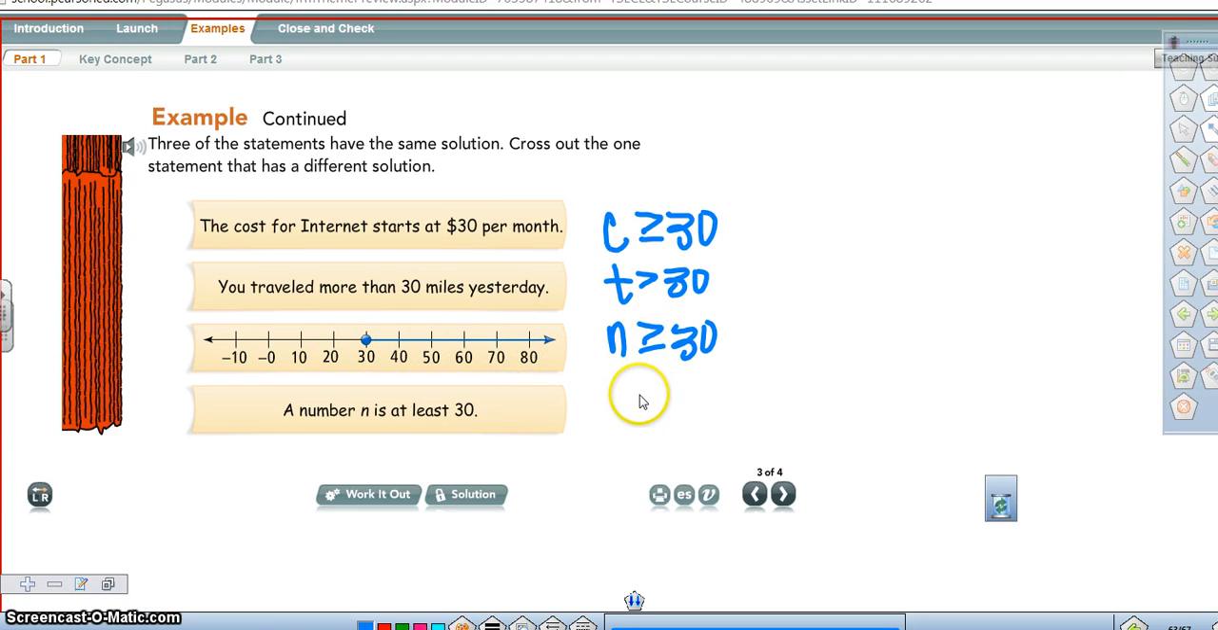Just something to notice, but it is important where your variable is at. If your variable is on the right, it's all backwards. All right, the last one says a number is at least 30. At least means that it can be 30 or it'll be more. So this one, again, will be greater than or equal to 30. So that means that the second one is crossed out.